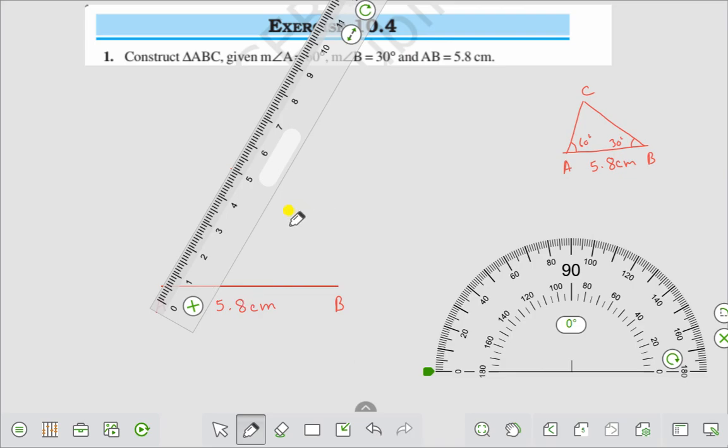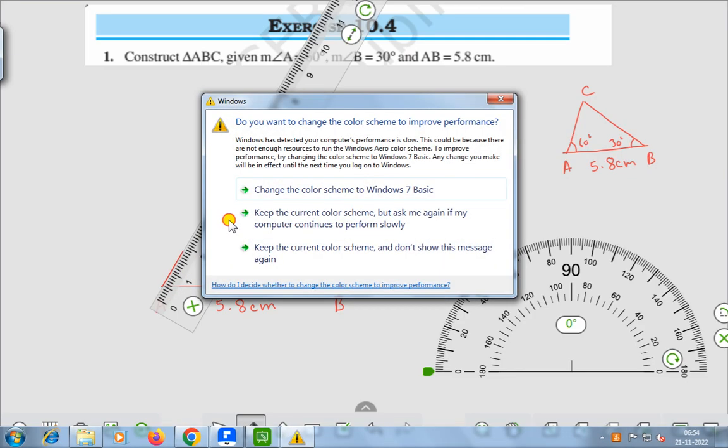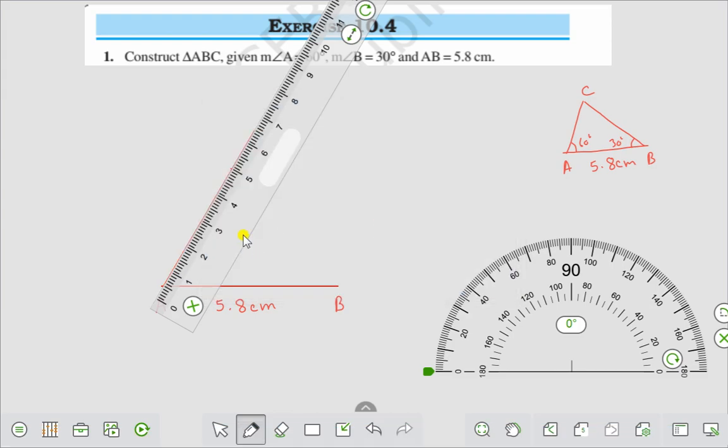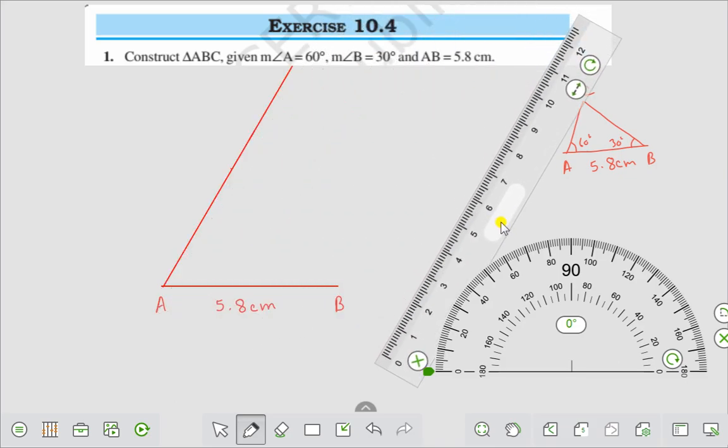Now draw this line. You have drawn an angle of 60 degrees here. Here you see this is 60 degrees. Angle A, this is 60 degrees.